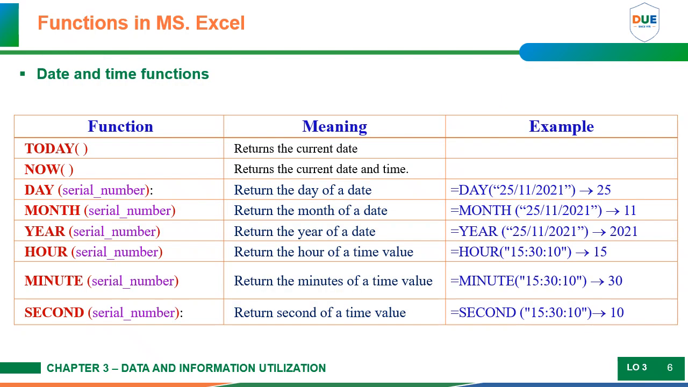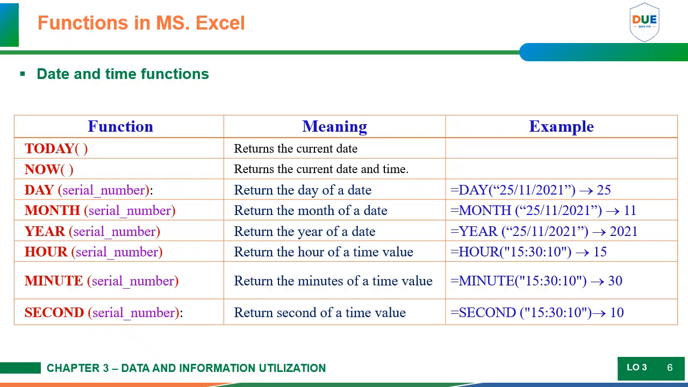Time-related functions have the following meanings. TODAY returns the current date. NOW returns the current date and time. DAY returns the day value. Example: DAY("November 25th, 2025") returns 25. MONTH returns the month value. Example: MONTH("November 25th, 2025") returns 11.